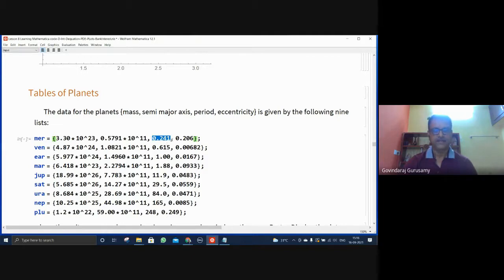And the unit of year, this is 0.241 years. This is 0.615 years. This is 11.9 years. This is 1.88 years. This Saturn is 29.5 years. This is 84 years, and this is 165 years. This is 248 years. This is period, and this is the eccentricity. So they are small numbers that really matter. Okay, these are the data.